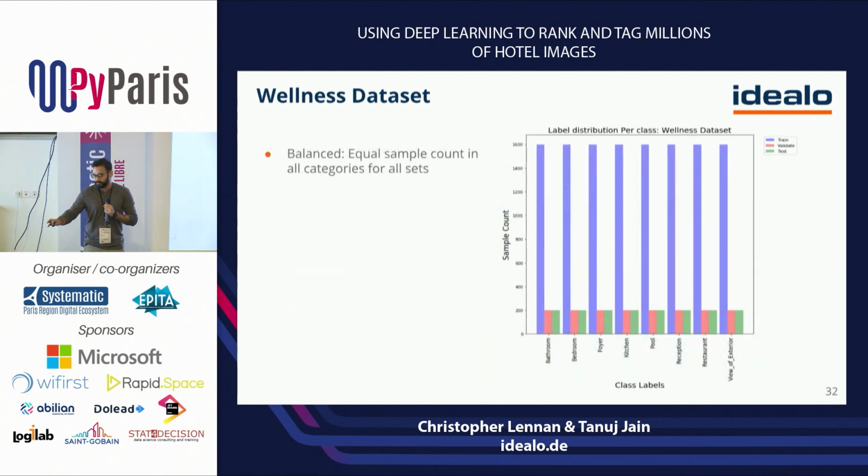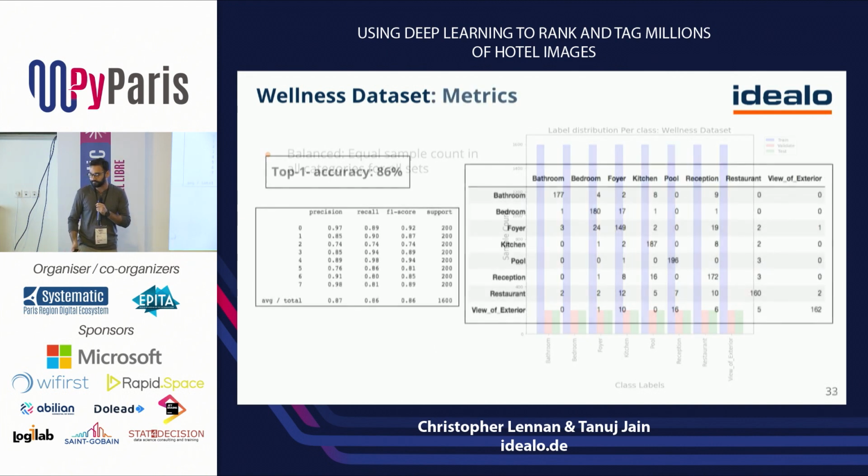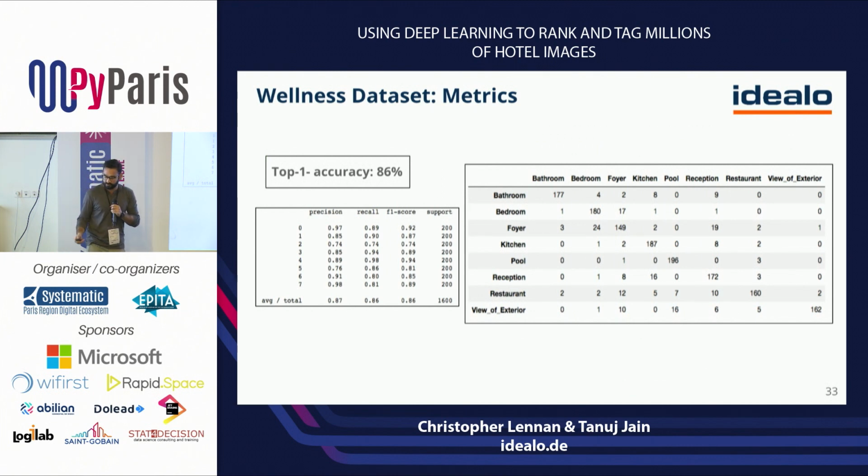And just a little bit about the data set itself. We had about 2,000 samples of each class, which were divided into train, test, and validation. So it's a completely balanced data set. These are the results that we got. I would just want you to pay attention to the top one accuracy, that's 86%.